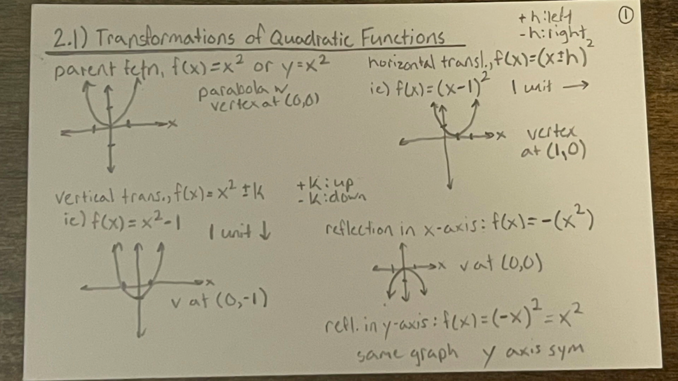To reflect the parent function in the x-axis, replace f(x) with the opposite of f(x), or equivalently, multiply the entire function by -1, giving the new function f(x) = -(x²). The graph of this function is the parent function reflected in, or across, the x-axis.